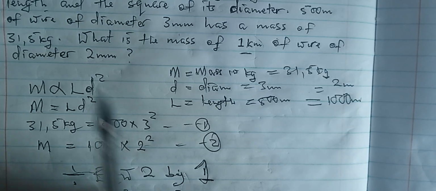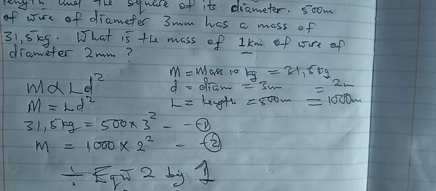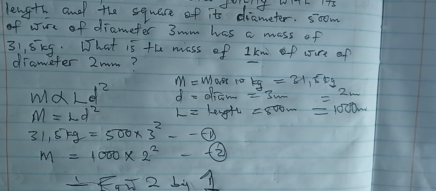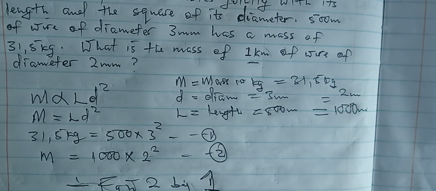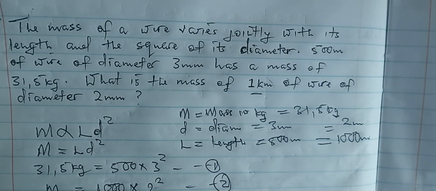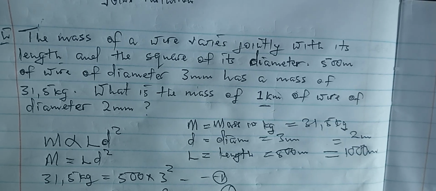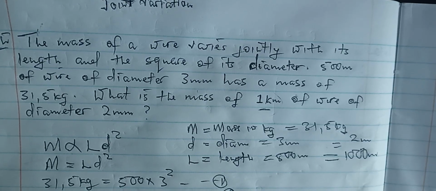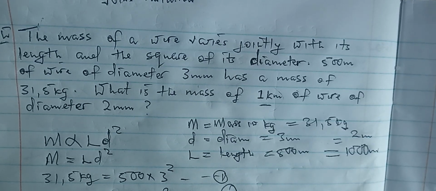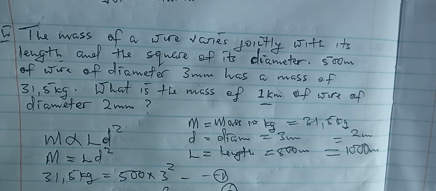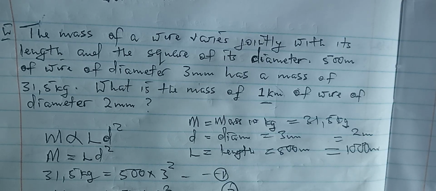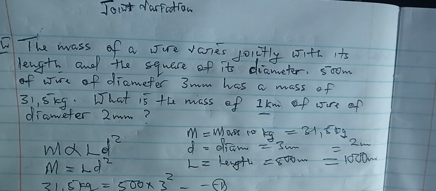So this one was a bit complicated, but not necessarily complicated. It's one of the questions that you must always look out for when it comes to joint variation. This is one of the questions which you must understand, especially in terms of formulating equations and then finding the mass which is required for a different length of wire, and also that wire with a different diameter. So always remember that practice makes perfect.